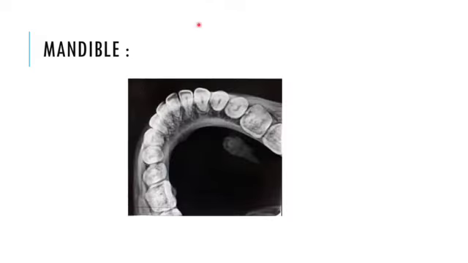Now coming to the mandibular landmarks. So far we were seeing the maxillary landmarks. We had spoken about both the radiolucent and the radiopaque landmarks. Now let us see about the mandibular landmarks one by one.